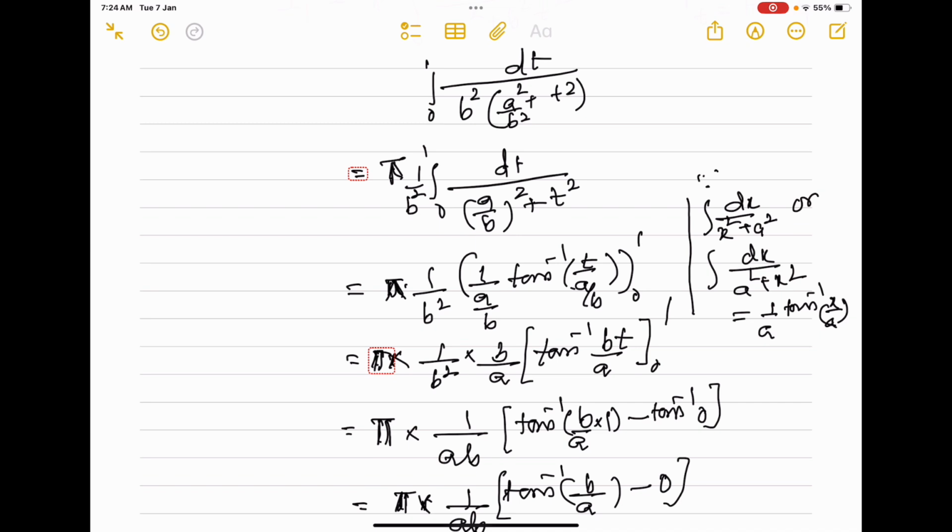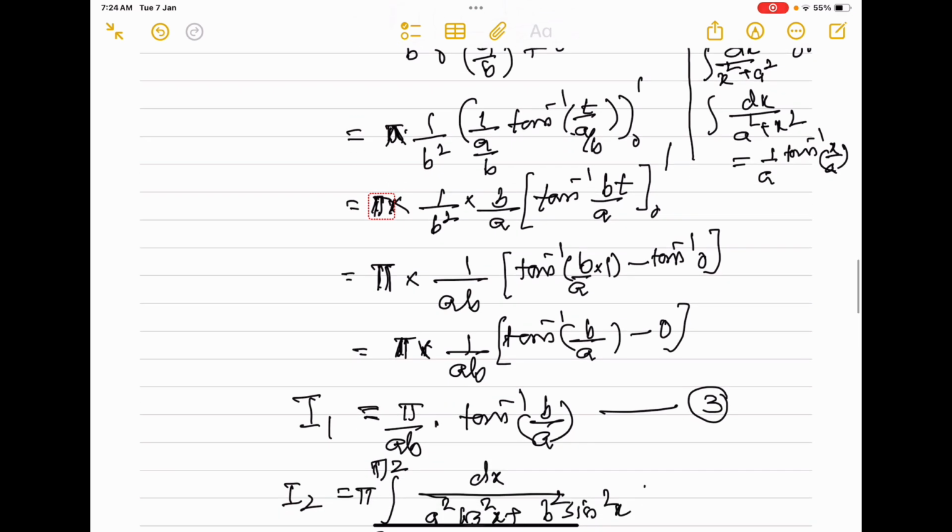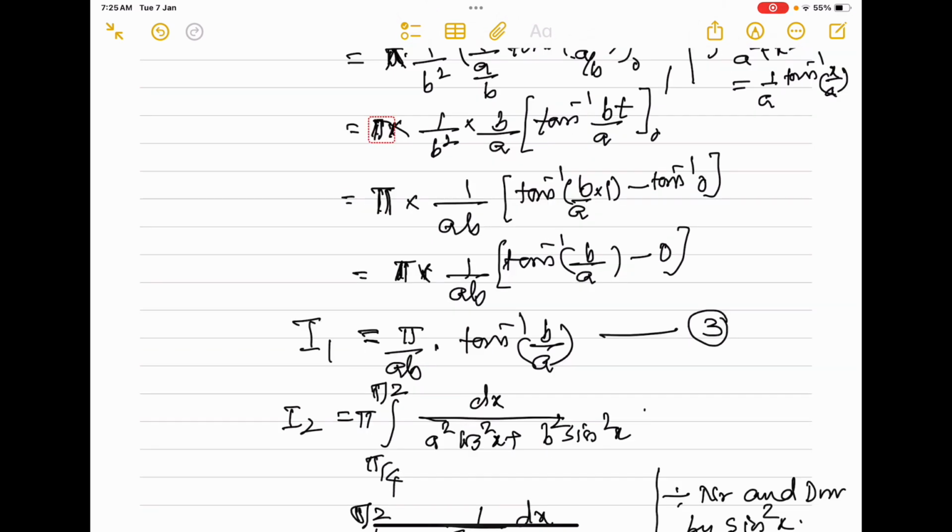limit 0 to 1. That is pi into 1 by ab, this b and b cut, then 1 by ab into tan inverse b by a into 1 minus tan inverse 0. That's equal to pi into 1 by ab into tan inverse b by a minus 0. So therefore I1 equal to pi by ab into tan inverse b by a. That is equation number 3.